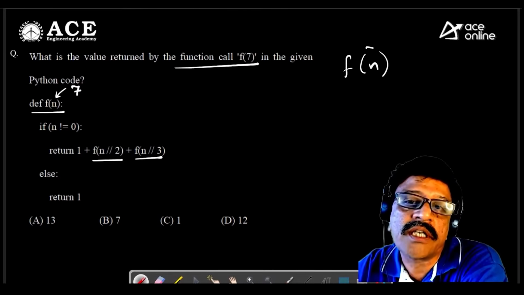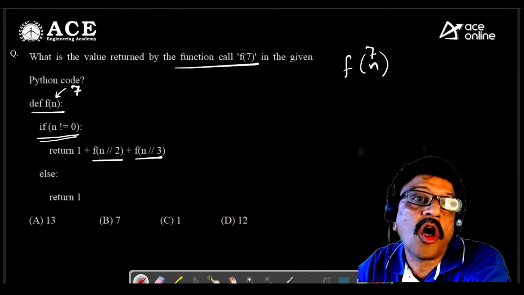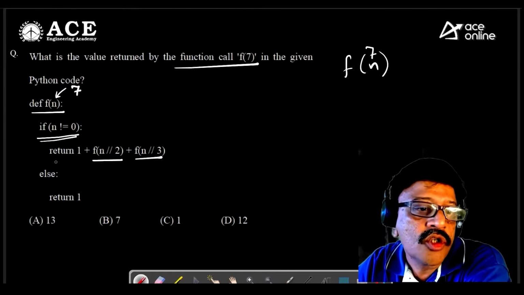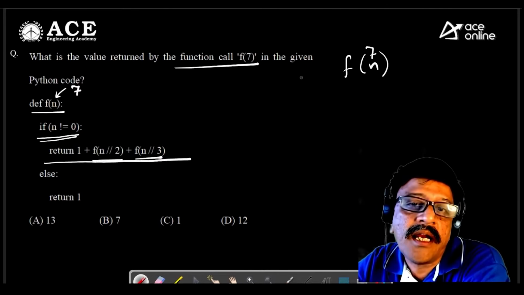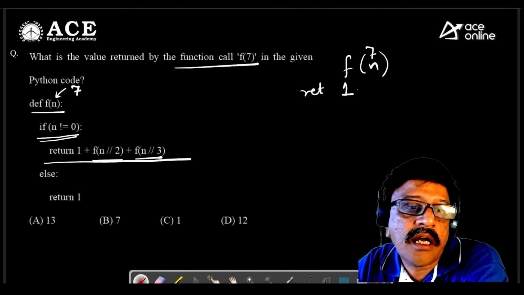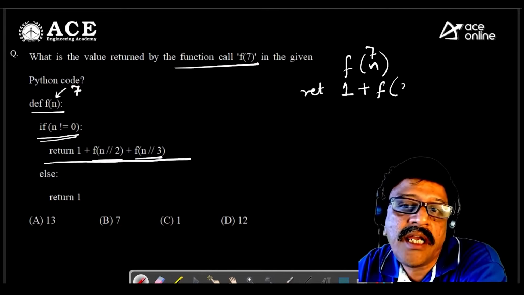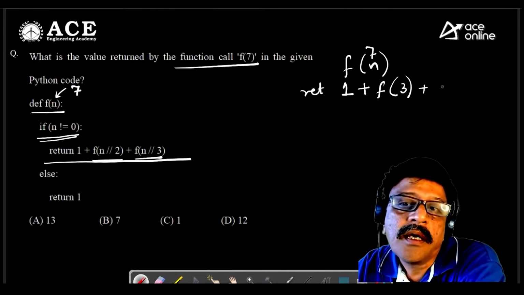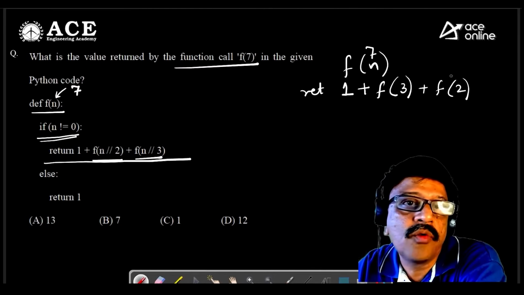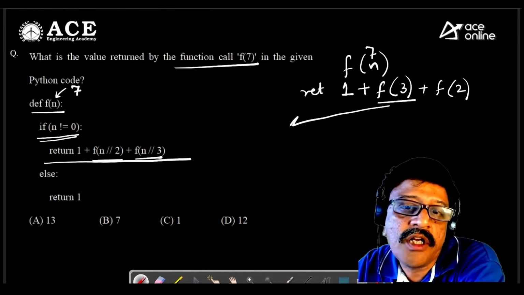f(n) starts with n equal to 7. Now, when we check this if inside the function, n not equal to 0 is true, 7 is not equal to 0. So this statement is executed. And I have a habit, even in the GATE exam, of writing that statement, return, on the scribble pad which is given to us. Return 1 plus f(7/2) plus f(7/3). 7 by 2 is 3 because it is floor division, plus 7 by 3 is 2, again floor division. Correct? 3 2s are 6. So now there are two recursive calls, you see.